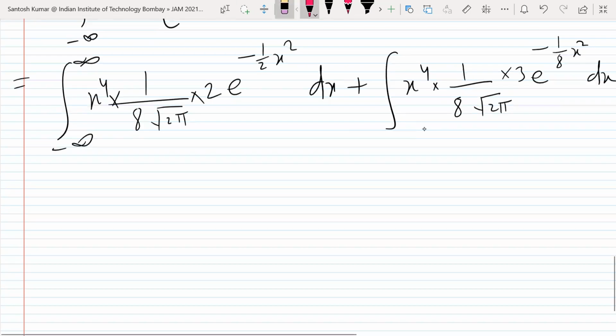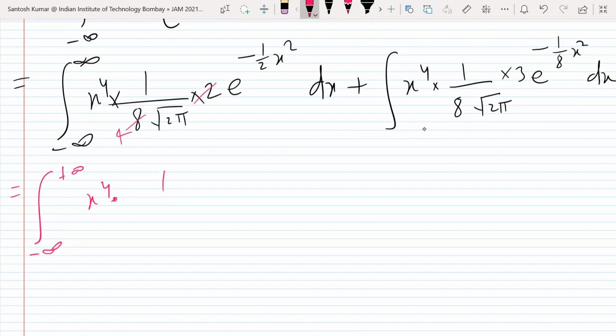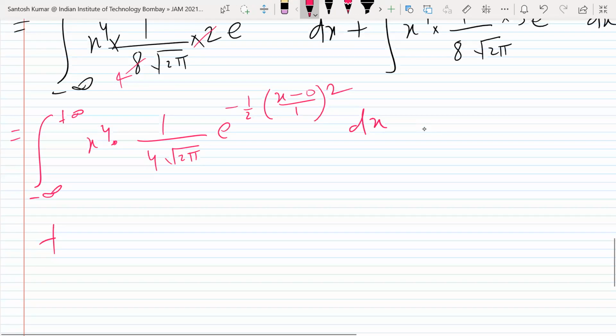So let's first write it into a standard form. Minus infinity to plus infinity, the 4 and 2 cancel. It is like 1 by root 2 pi e raised to power minus half, and we can write (x minus 0) upon 1 whole square simply. The first term is like this, x^4 into this. Plus, let's come to the second term, minus infinity to plus infinity.